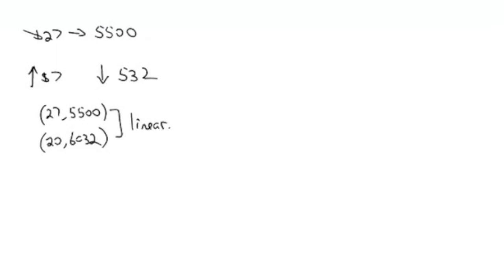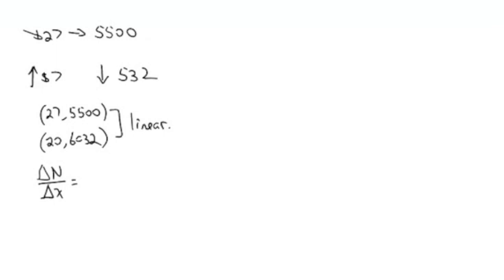Now I want to create a function out of this linear graph. So how do I create the equation of a line? What do I have to find first? The slope. The change in the number of people over the change in X, which is our price. The change in number of people over the change in the price.